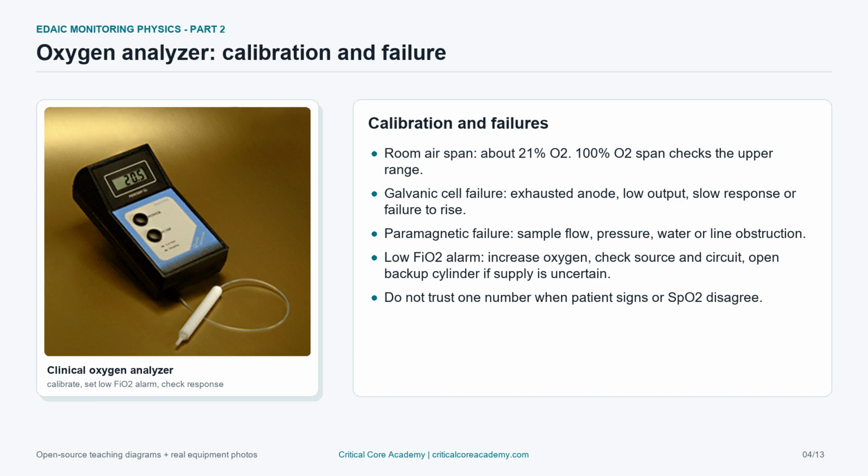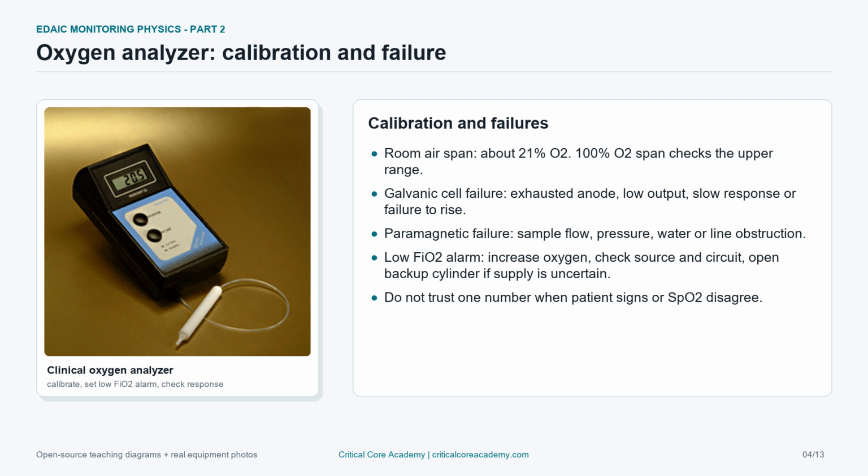Calibration is not a decorative step. Oxygen analyzers measure oxygen partial pressure, but the display is a percentage. Changes in pressure, water vapor, sample site, and calibration can therefore affect interpretation. A galvanic cell is simple and self-powered, but it is slow compared with the paramagnetic systems, and its output falls as the cell is consumed. If the cell is exhausted, contaminated, or poorly calibrated, it may read falsely low or fail to respond.